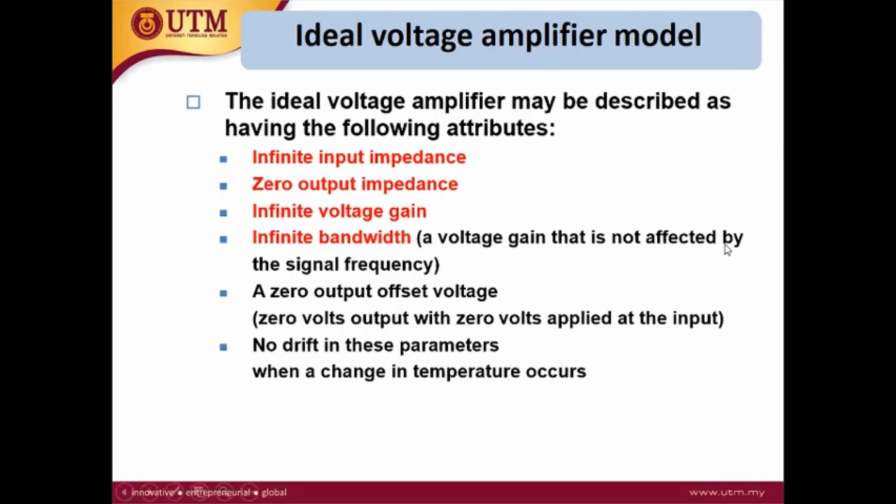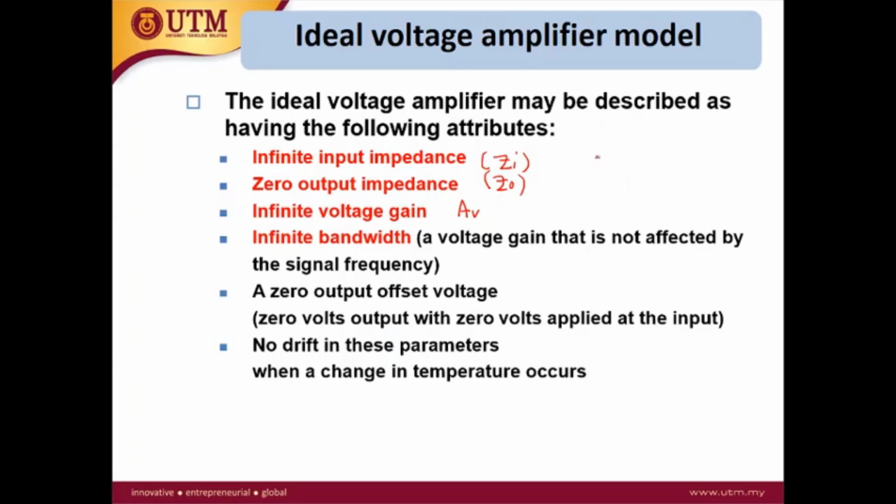Okay, in the last part, I just want to briefly describe what the ideal voltage amplifier model is. The voltage amplifier model has many parameters. One of the three main parameters is input impedance, Zi, and then we have output impedance, Zout, and then we have the gain, AV. For the ideal case, we want the voltage amplifier to have infinite input impedance.